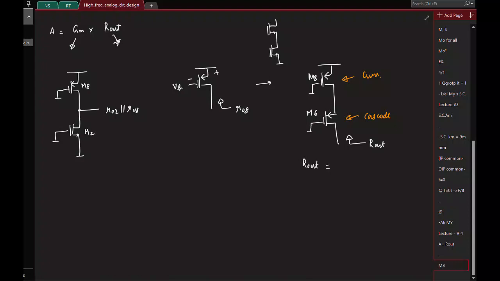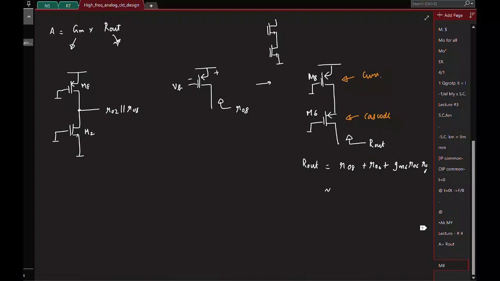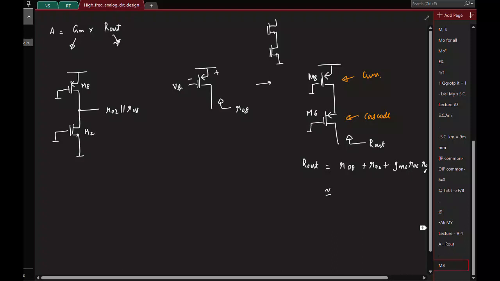Is this the output resistance of the cascode? Here I've labeled the transistors. It's R08 plus R06 plus GM6 R06 R08. So what is this approximately equal to? Only the last term is going to dominate, right? It doesn't complicate things.